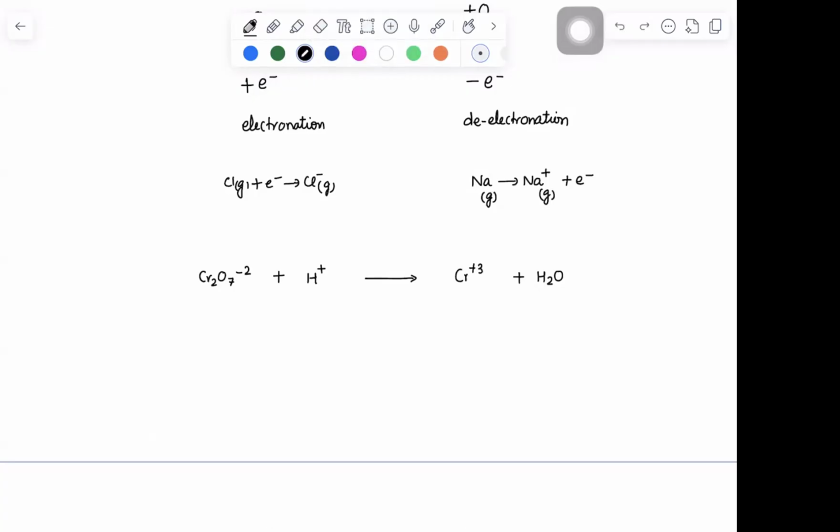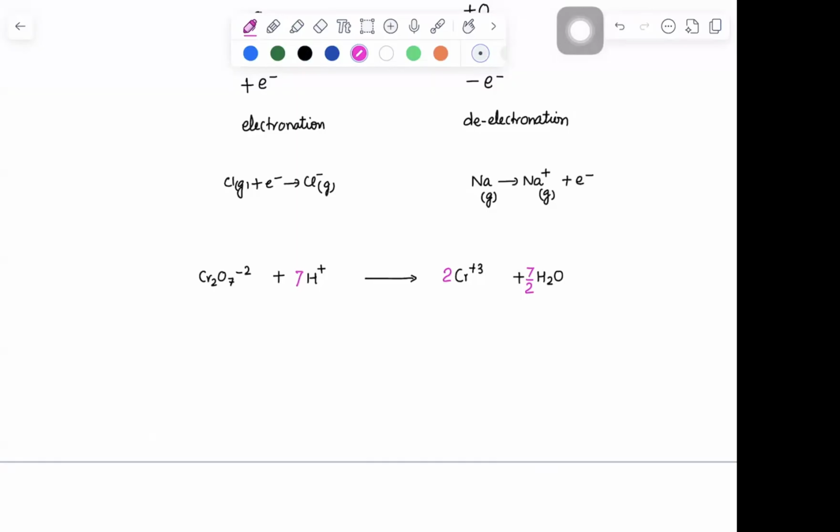In front of Cr3 plus we can write 2, and in front of H2O we can write 7 by 2, and in front of H plus we can write 7. So write 7/2 here, 7 here. Okay. Then any other changes?